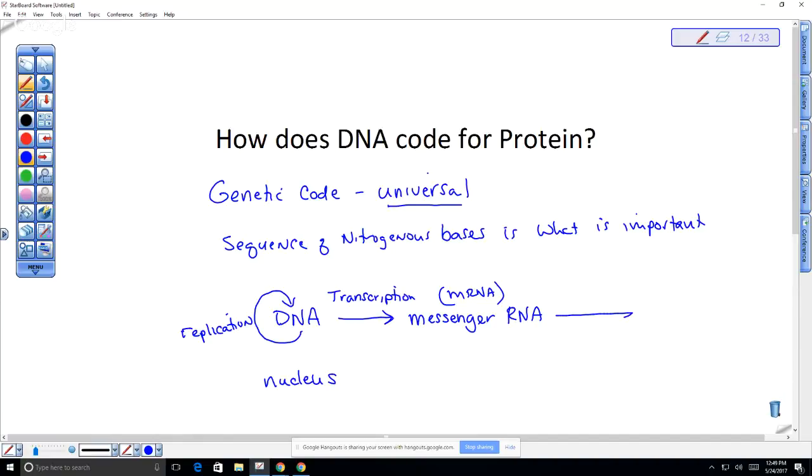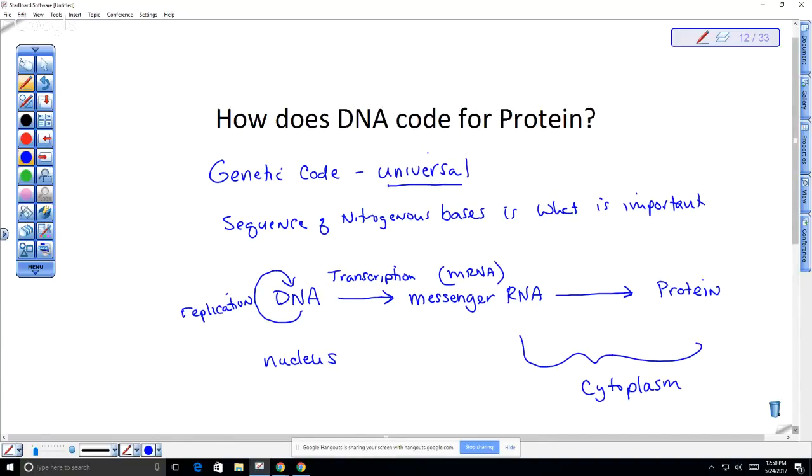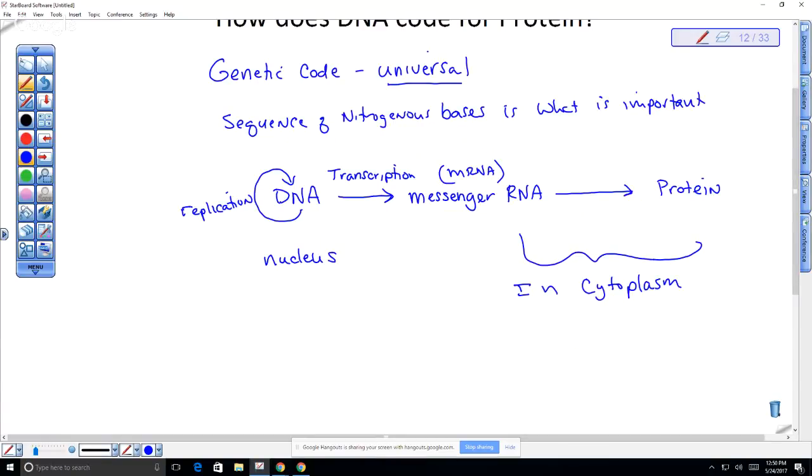So the messenger RNA then leaves the nucleus, and then we turn this information into protein. And this takes place in the cytoplasm. And if you'll remember from our discussion of eukaryotic cells, it's in the cytoplasm, on ribosomes. So ribosomes are proteins, but that is where this process of going from messenger RNA to proteins applies. And this is what is referred to as translation.